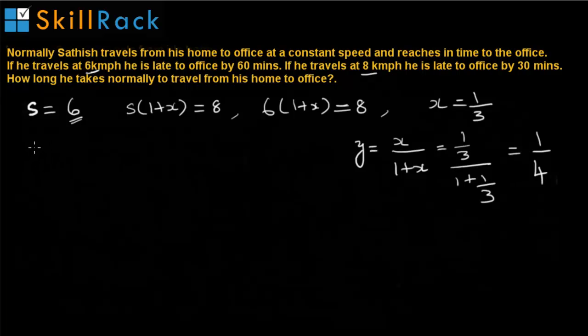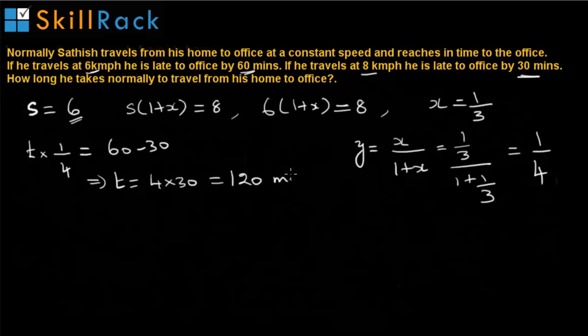So the traveling time when 6 km per hour is increased to 8 km per hour decreases by a factor of 1 by 4. So t into 1 by 4 is equal to the difference between the time taken at 6 and 8 km per hour, which is nothing but 60 minus 30 minutes. So t is equal to 30 minutes into 4, which is 120 minutes or 2 hours. So when Satish is traveling at 6 km per hour, the time taken is 120 minutes.